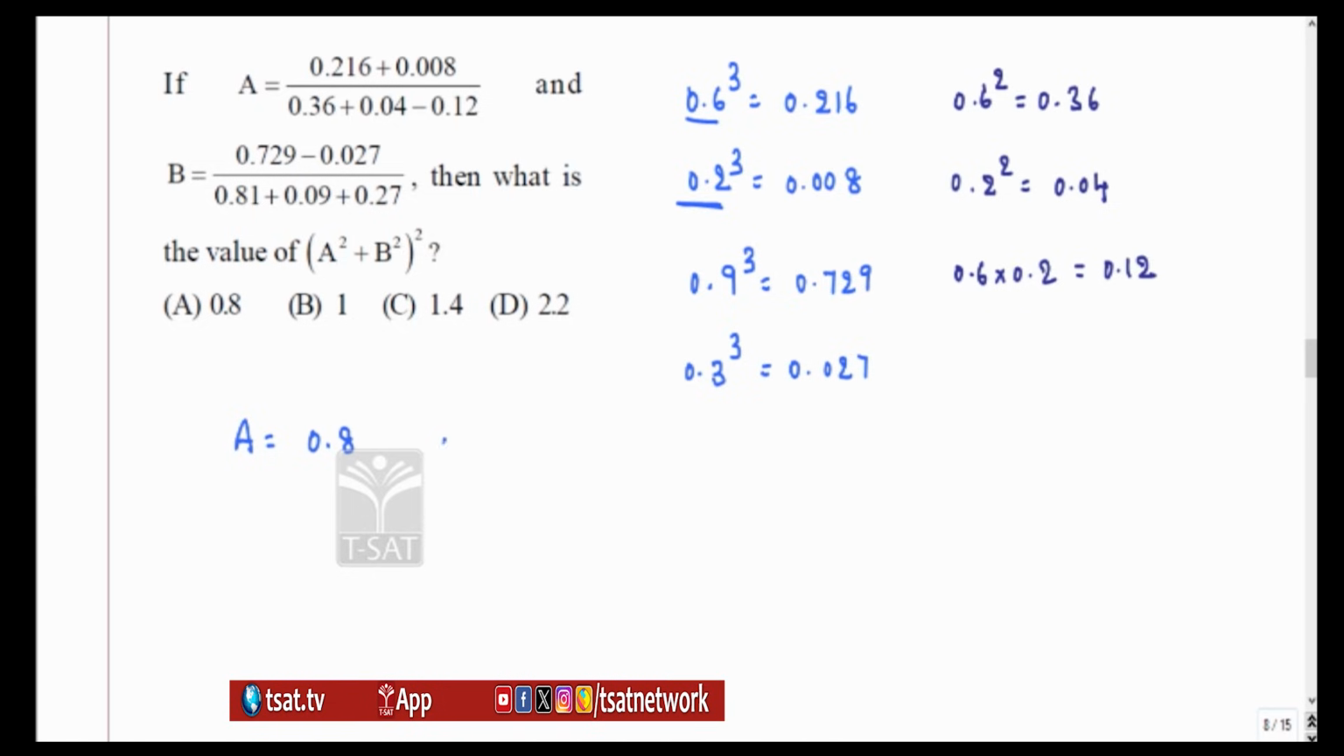Now, B is a cube minus b cube by a square plus b square plus AB. So here a minus b, which means 0.9 minus 0.3, that's 0.6. So, what is 0.8 square? 0.064. 0.6 square, 0.36. A square plus b square whole square you have to do. That's simply 1. So, if you identify quickly, then you can answer it.